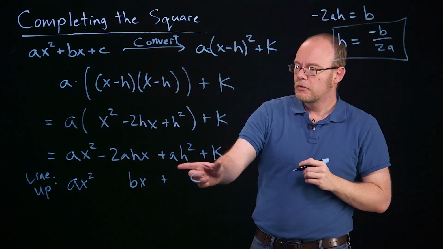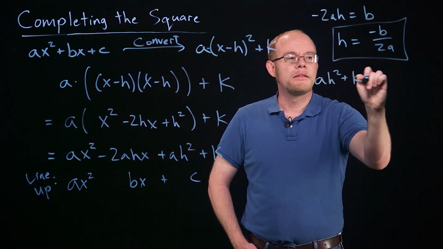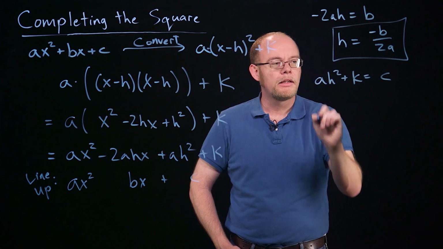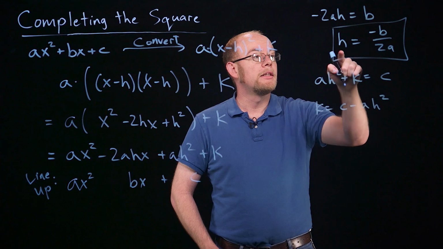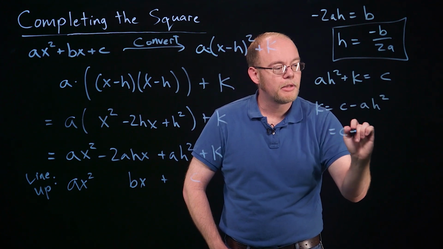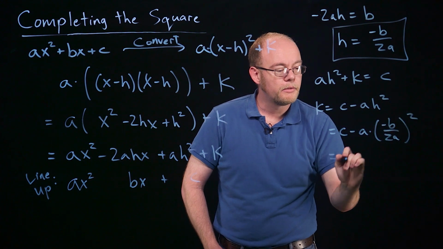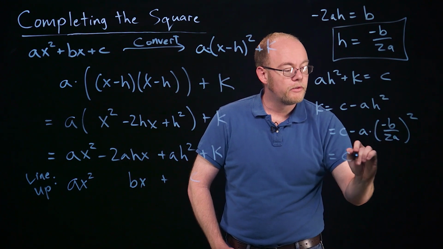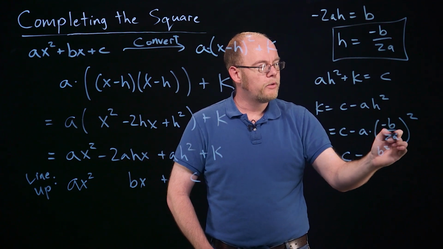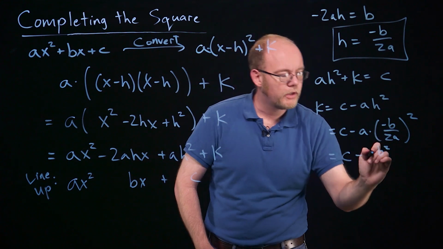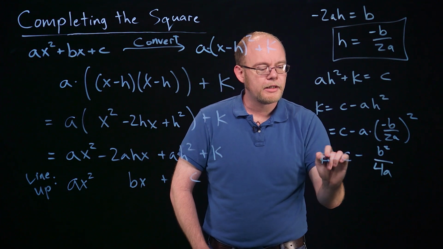Now, if we look at what's left over, we have that ah squared plus k is equal to c. And if we want to solve for k, k is equal to c minus ah squared. And if we go ahead and plug in this h here, we get k is equal to c minus a times (negative b over 2a) squared. And that's equal to c, minus, sorry, there's a negative here and then b squared over 4a squared times a, which is going to give me 4a. And so that in fact gives me the k right there.